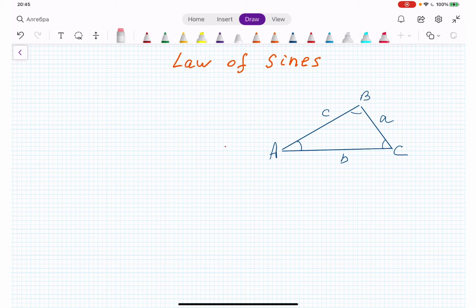Law of sine. We have triangle ABC with the sides lowercase a, b, c, and angles uppercase A, B, C.